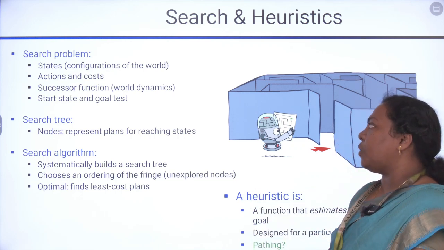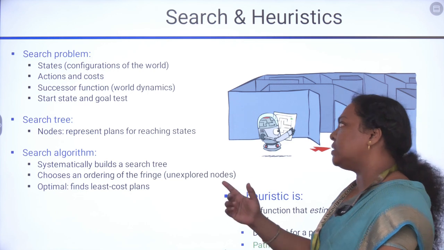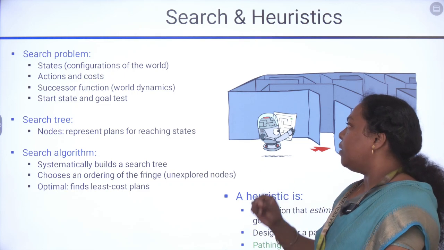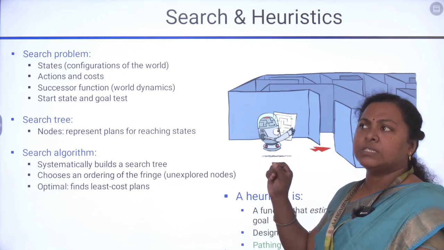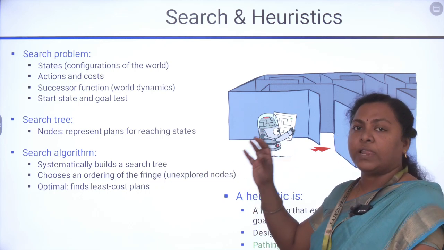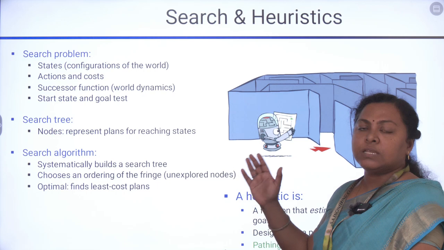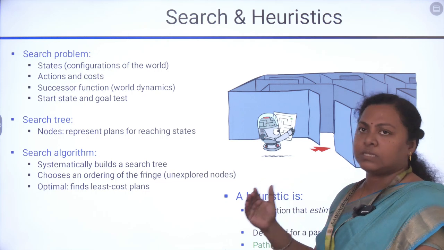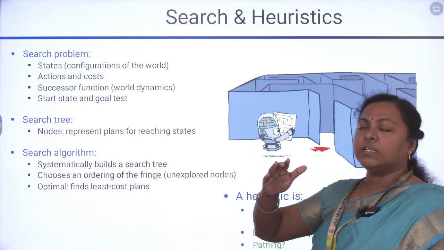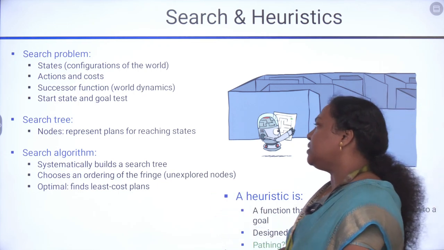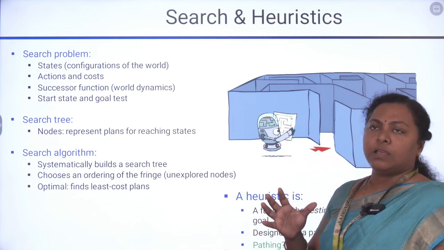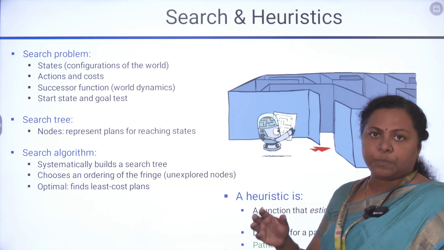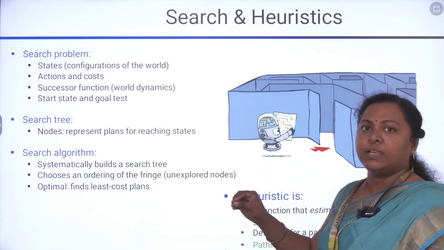When we say the search problem, states are involved in it. What are the actions and the cost that has been allocated for each and every node? What is the successor function? The successor function helps to find out the next successor of that particular node. What is the start state and what is the goal state? The start state and goal test are the initial start condition and the destination. Finally, after we find the solution, we get a search tree. A search tree is the nodes that represent the plan which gives the state of that path.